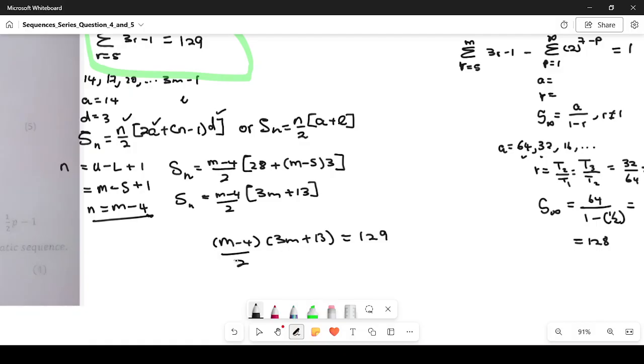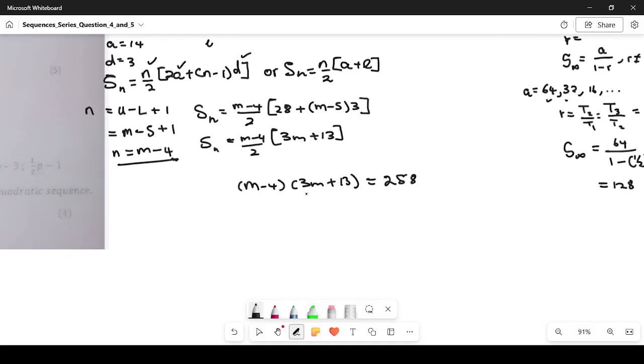So to get rid of this denominator, I will multiply both sides by 2. So I will have 129 times 2, which is equal to 258. So I can just say this is 258. And this is not the final answer. Don't make the mistake of just saying m minus 4 is equal to that, because you are going to get the incorrect value of m. We need to expand this, and then we equate this to 0, and then we simplify, and then we factorize and find our value of m.